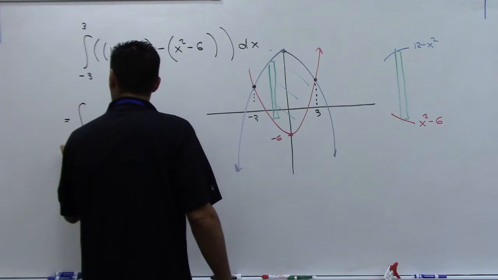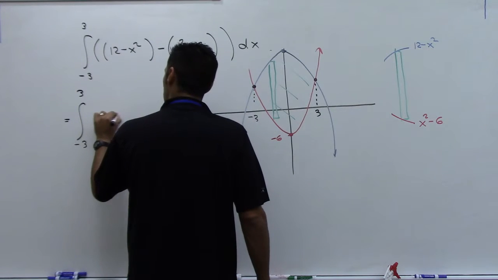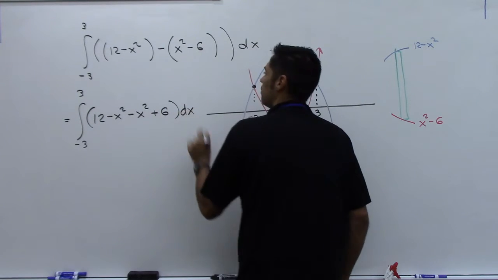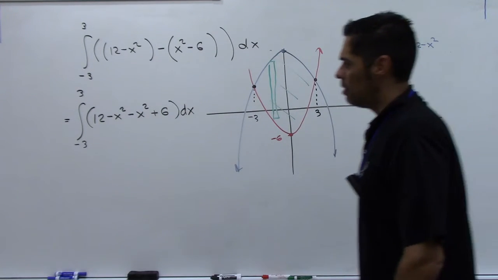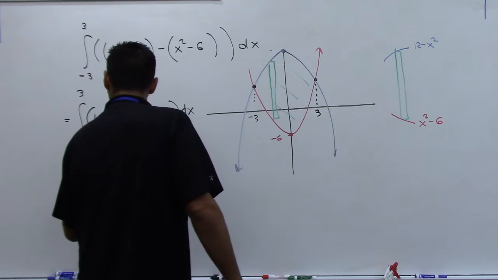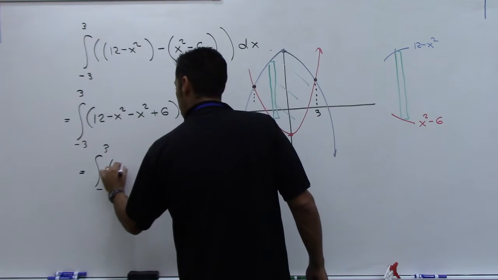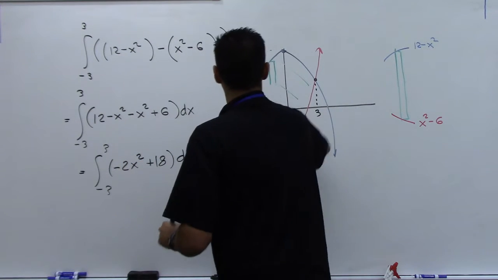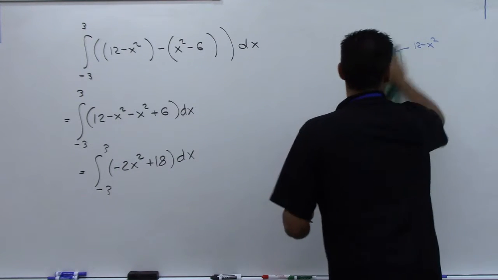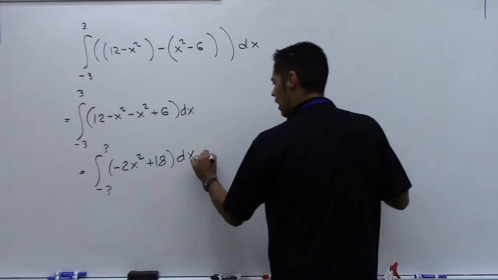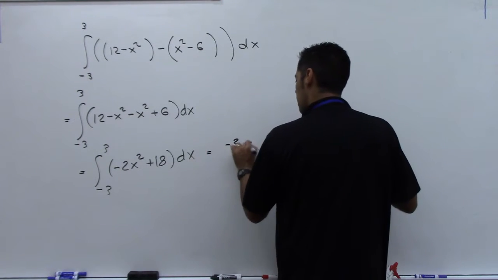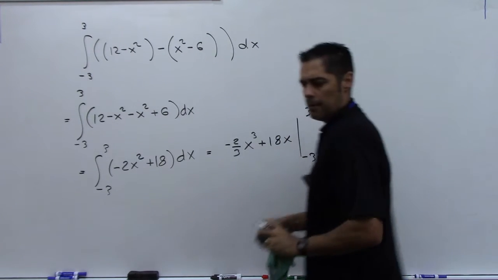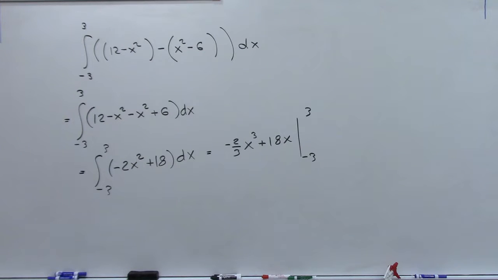So now we come in here. This is integral negative 3 to 3 of 12 minus x squared plus 6 dx, just distributing through. And let's collect our like terms together. We've got negative 2x squared plus 18 dx. And antiderivative time, negative 2/3 x cubed plus 18x, from negative 3 to 3. Plug in, subtract, you're done.